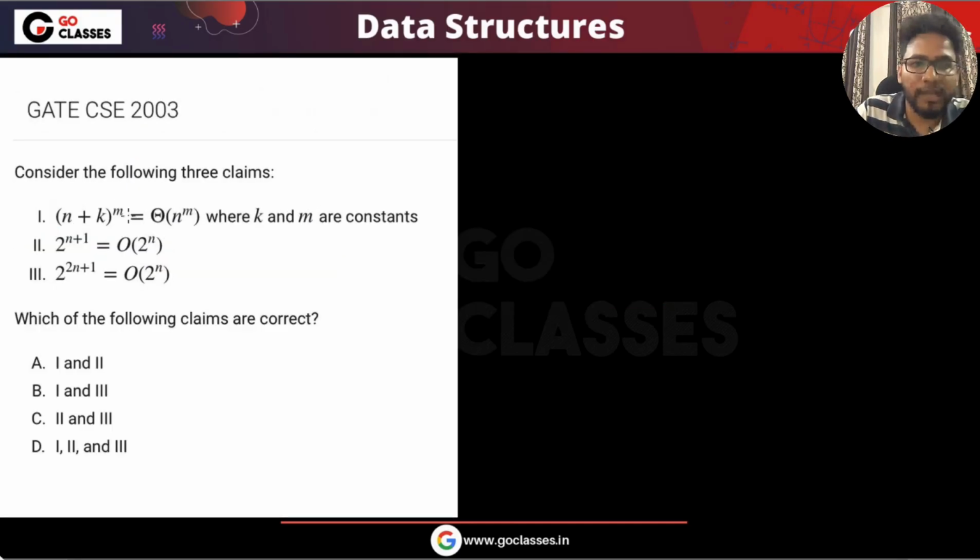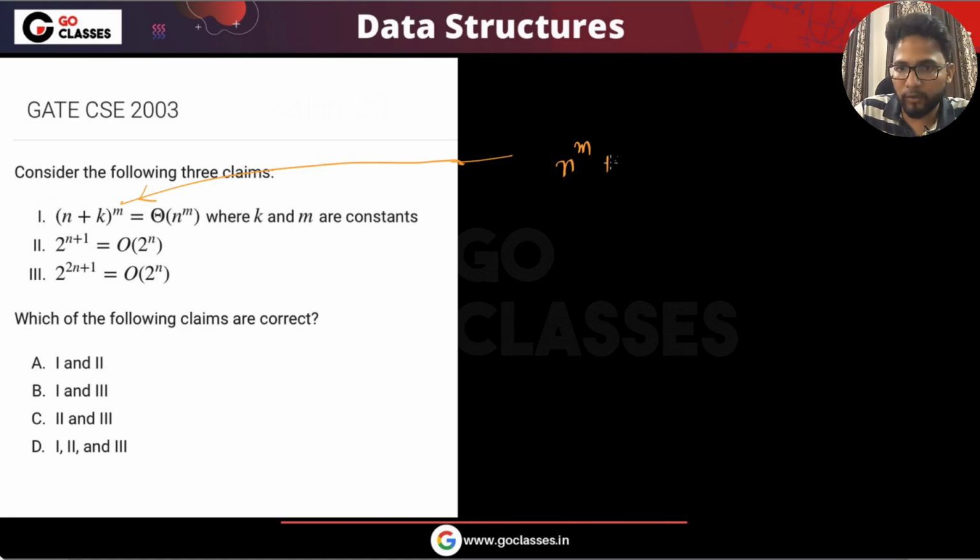Let's see this. (n+k)^m is actually the same as n^m. Isn't it true? I think this is true. Why? Because the most significant term, or the largest term, in this polynomial of n^m, will be n^m only.